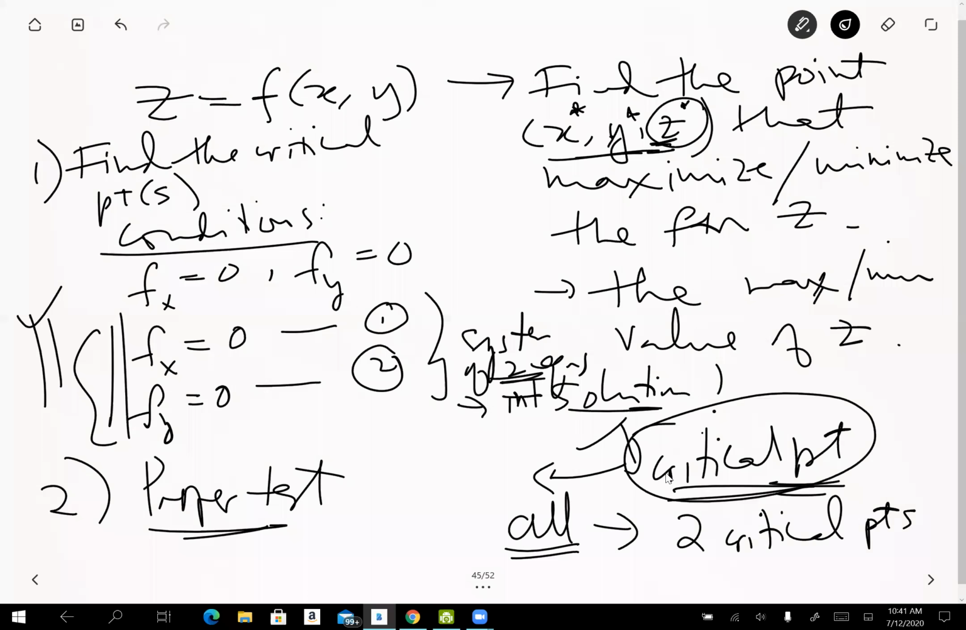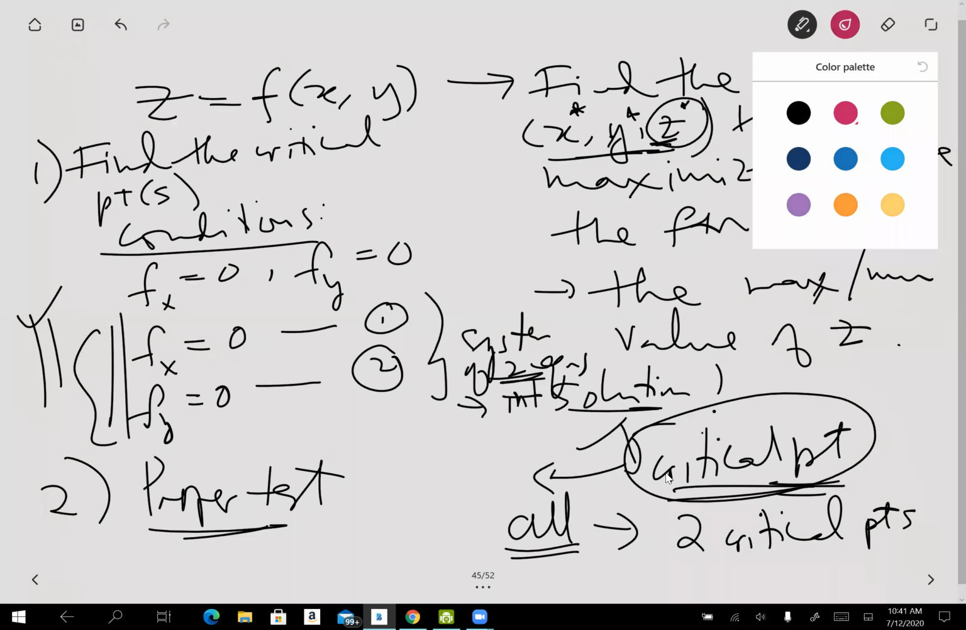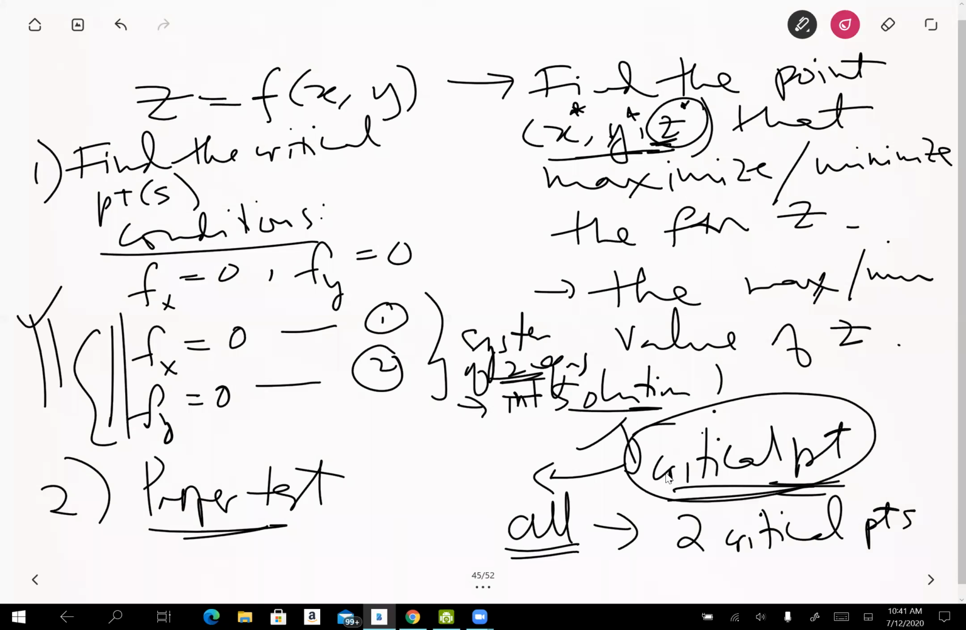But for our course, mostly you will get two or one. Normally you don't have three, because the function would be too big. If there is a cubic function, then you may have two critical points. So you have to find all of them. If there are 2 points, then you have 2 critical points, and then you do the test. So this is where we left off last class.